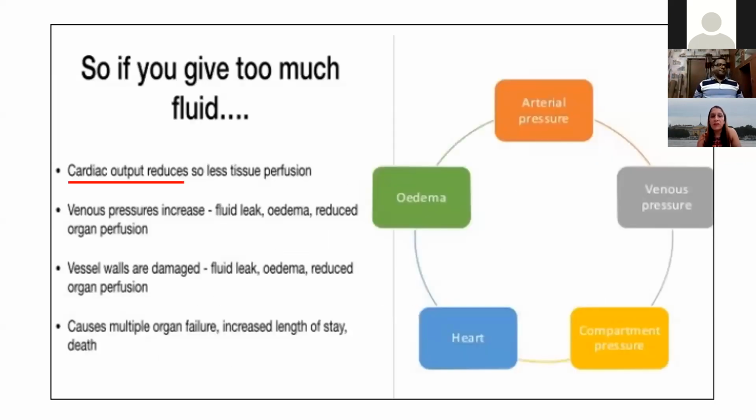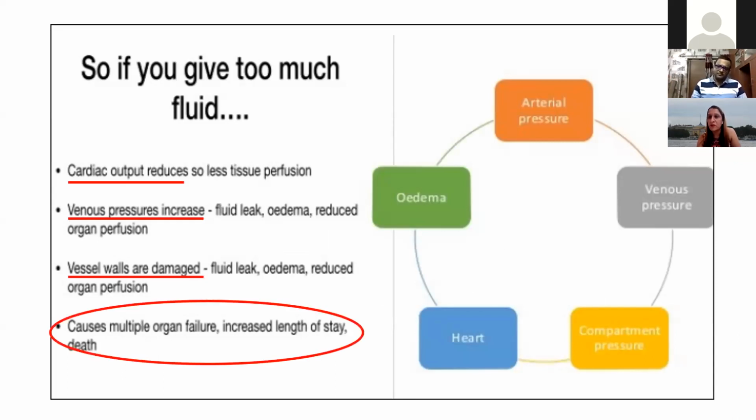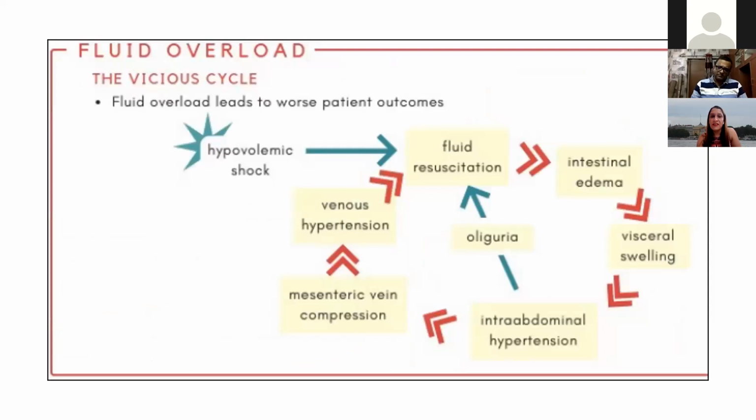So if we give too much fluid, the cardiac output reduces, which causes less tissue perfusion, venous pressure increases, vessel walls are damaged, thereby fluid leaks, leading on to edema and reduced organ perfusion, and ultimately leading on to multi-organ failure and increased length of stay. So this fluid overload is a vicious circle.